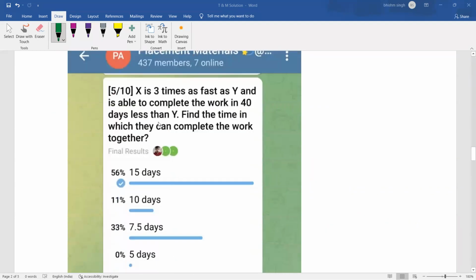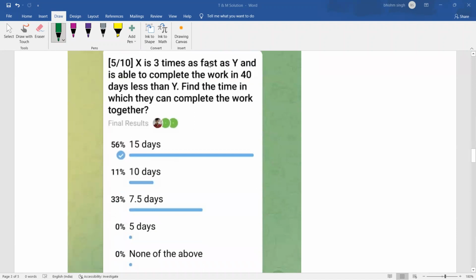Question number 5. Question number 5 is asking: X is 3 times as fast as Y and is able to complete the work in 40 days less than Y. See, if you find the efficiency, X and Y have efficiency in ratio 3x to x. So the days will be just the opposite, x days and 3x days. Okay, so both are completing the work in how many days?